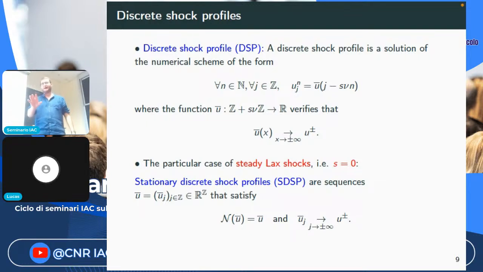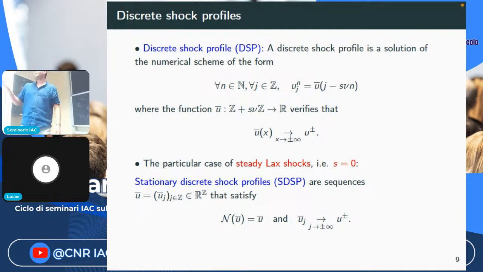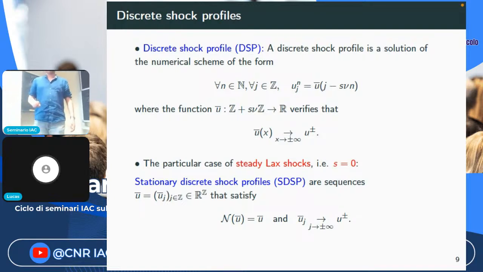Now, I've put the definition here. However, there are a lot of remarks to be made about this definition, which is actually far more complicated than it seems. However, for this presentation, as I said, we will focus on steady Lax shocks. So the definition is actually much simpler. A stationary discrete shock profile is just a fixed point of your numerical scheme, a stationary solution, which links the two end states of your shock.